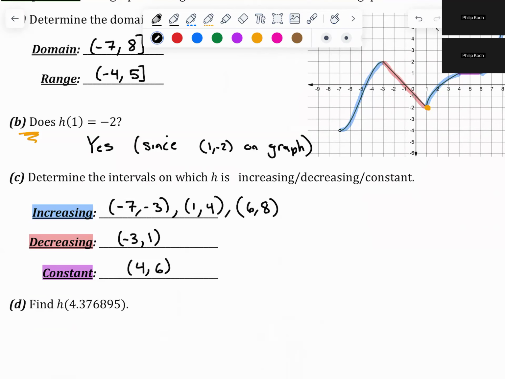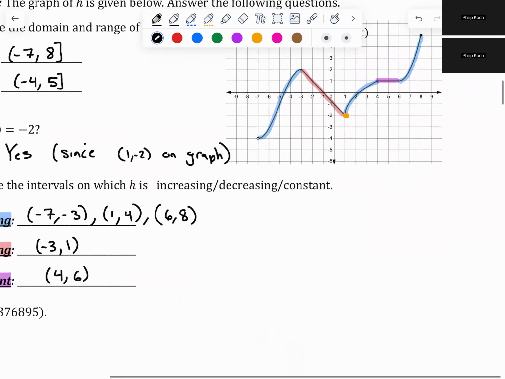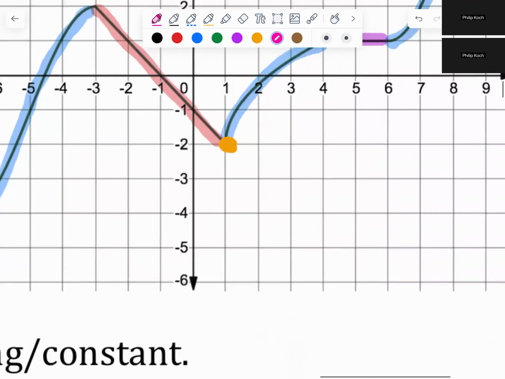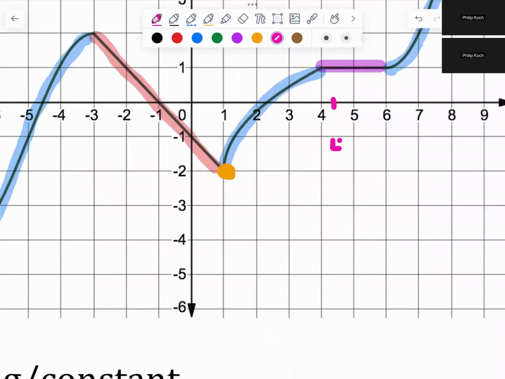Thing is, that's trying to be a scary problem. What I have to find out is what f of 4.3769895 is. That's a really hard number to find out. How am I going to do it? It's not. It's just trying to trick you. I'm going to color code it with pink. 4.3769895 is right about there. And so what is the h of that value? That's going to be the corresponding y value. And since it's on a constant portion of it, it's going to be that y value of 1.